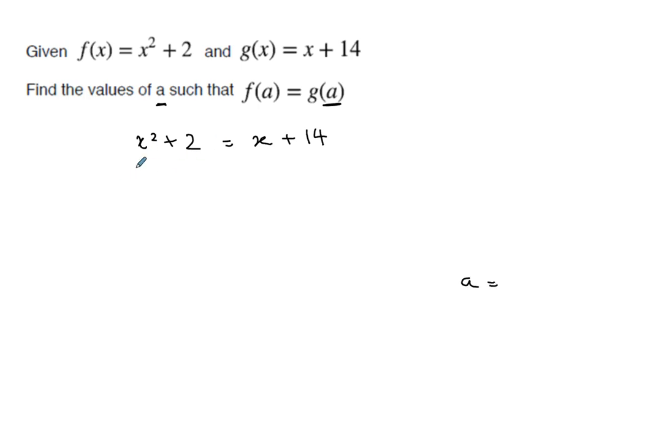You can tell that this is a quadratic. So with quadratics, we always make one side 0. So we're going to minus the x. We do the opposite in order to remove it, and minus 14. So we're going to get x squared minus x, and then 2 minus 14 is minus 12. It's a simple 1x squared.